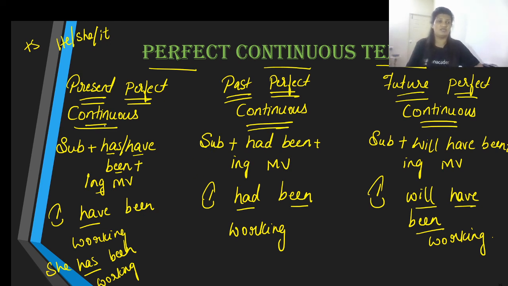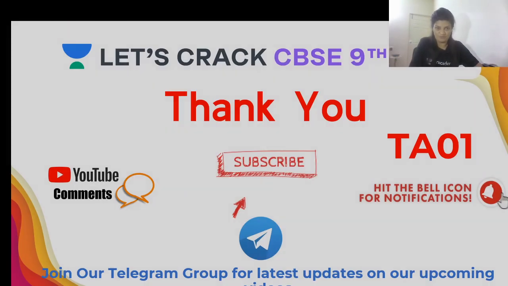Well, remember, these are the continuation actions. All the three timelines are connected over here. Present also is connected with past and also future. Past also is connected with past, present, and future. Future also is connected with past, present, and obviously future. So this is all about the perfect continuous tenses and future perfect continuous.